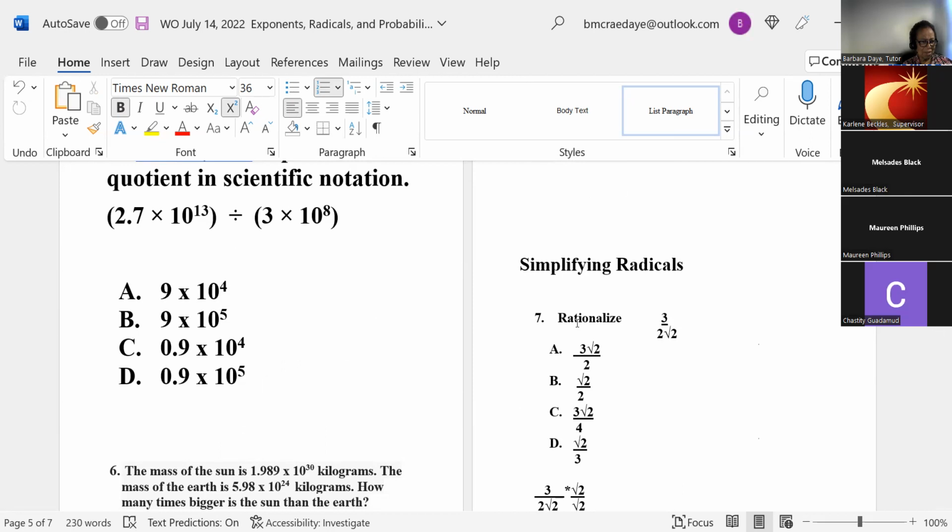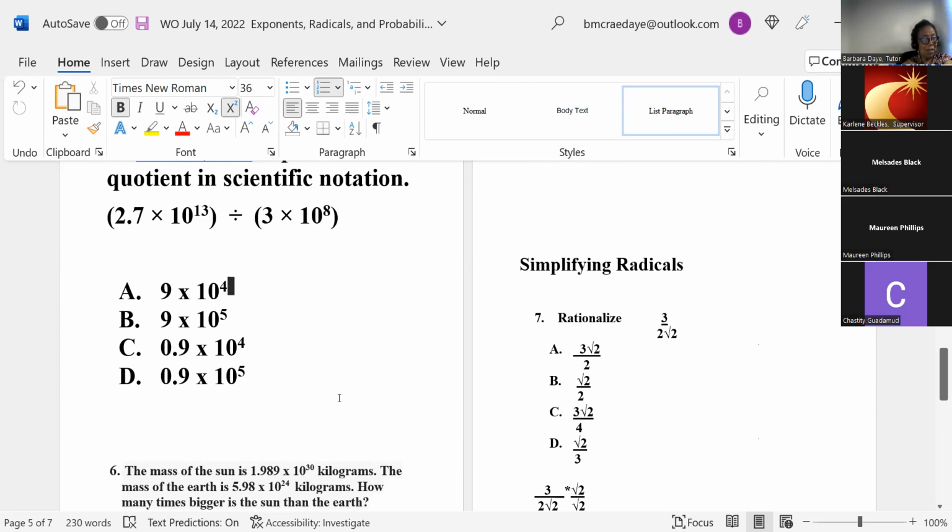Hold on, Maureen. This has to be a number between 1 and 10. So C and D you can eliminate, because the first part of your scientific notation, remember the rule, has to be between 1 and 10. 0.9 is less than 1. So you can eliminate C and D, right, Mercedes?